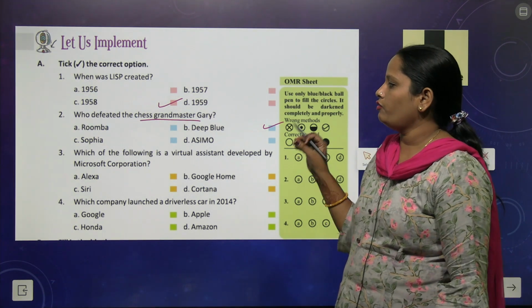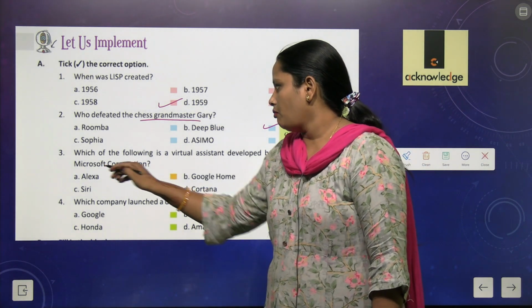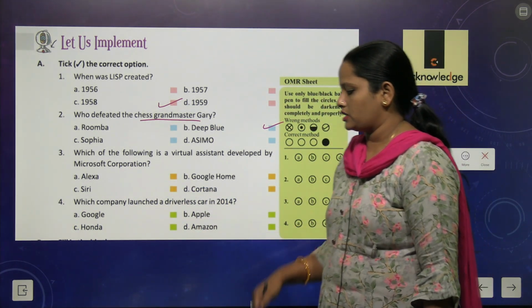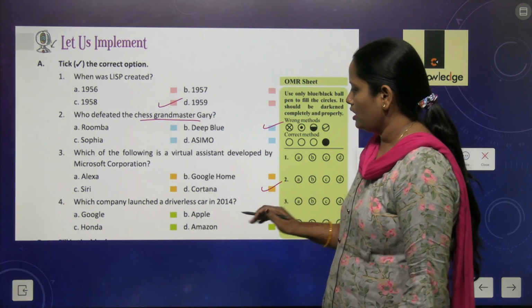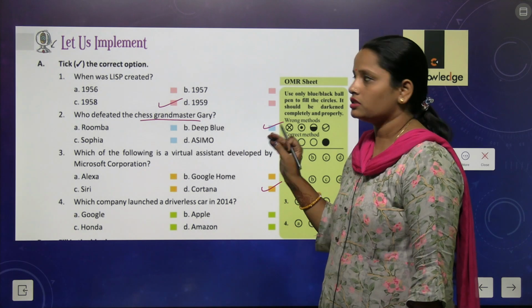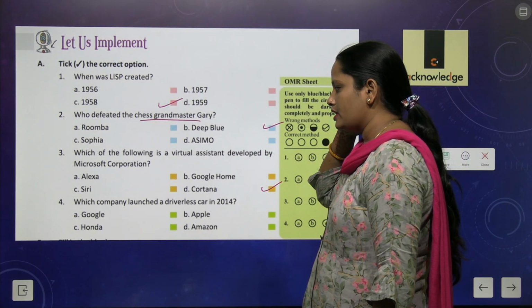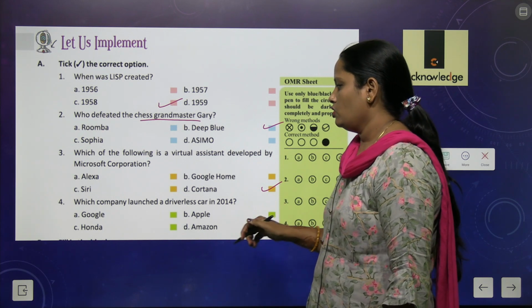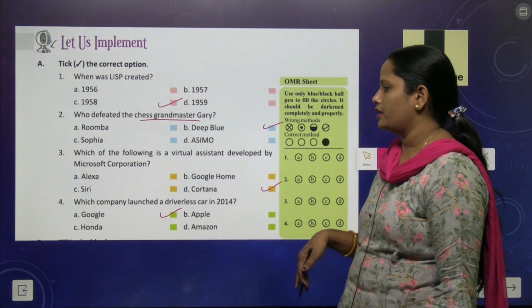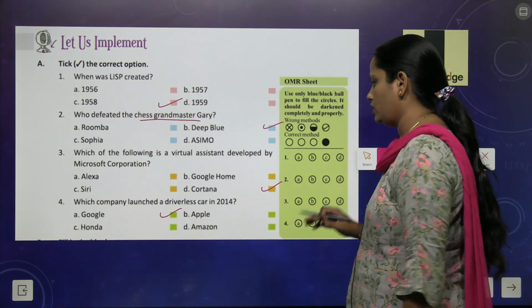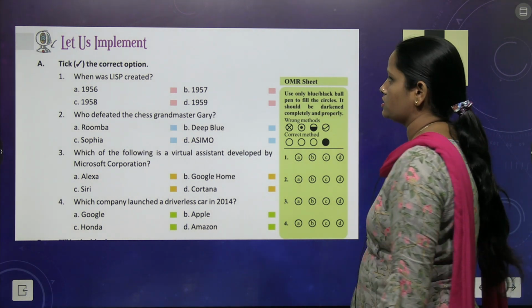Okay. Which of the following is a virtual assistant developed by Microsoft Corporation? Microsoft Corporation developed what? Yes, it developed Cortana, that we use in our Windows 10. Okay. Which company launched a driverless car in 2014? So obviously the company is Google. Google launched a driverless car in 2014, which did not need any help from humans.